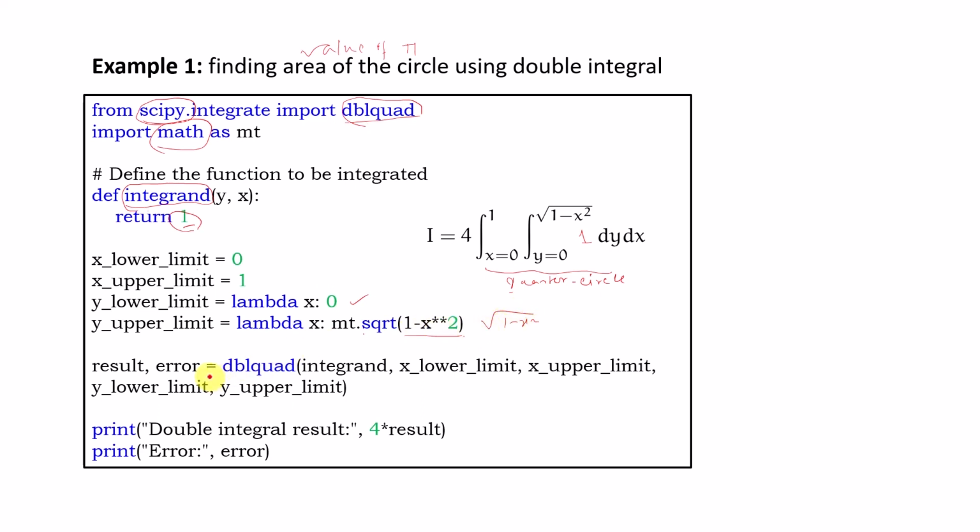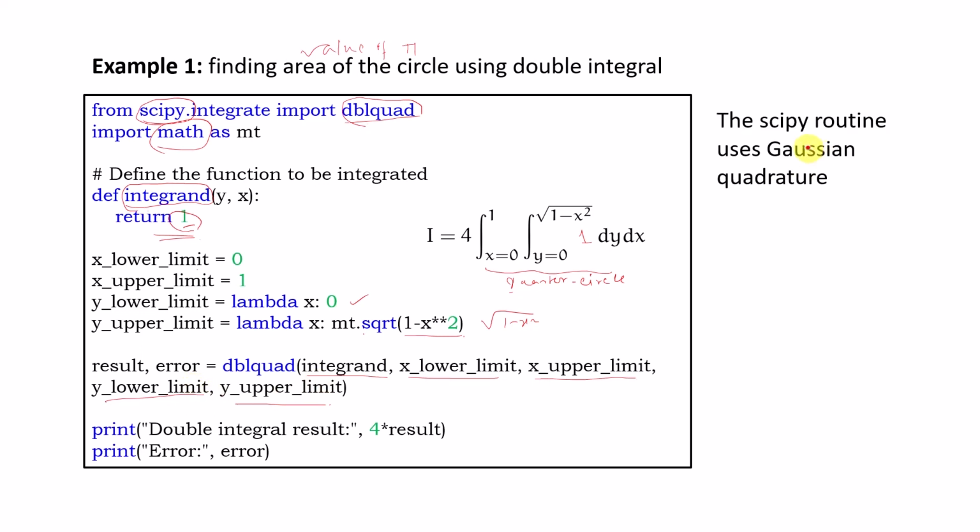So now we are ready. We can actually calculate this integral simply from SciPy. Within SciPy, I have to give the input of this integrand. Integrand means this function here. Then the lower limit of x, upper limit of x, lower limit of y, and upper limit of y. And it will calculate two quantities. One is the result of that integral, another is the error.